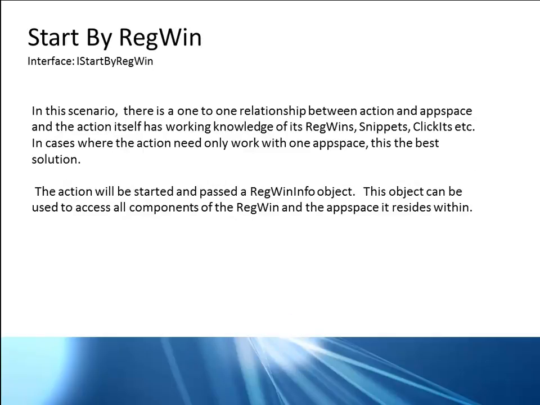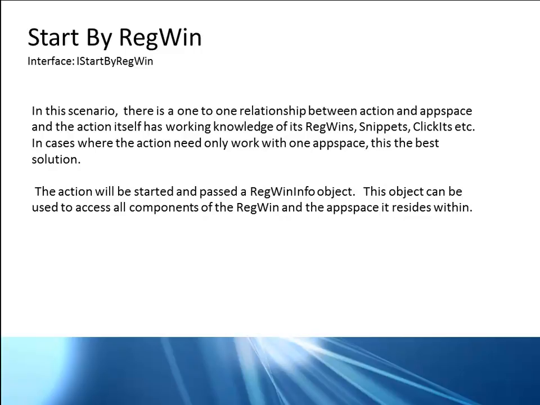Next we have start by RegWin. This interface is start by RegWin. In this scenario, there is a one-to-one relationship between an action and an app space. And the action itself has to have working knowledge of the app space's RegWins, snippets, clickets, etc. In cases where the action need only work with one app space, this is the best solution.